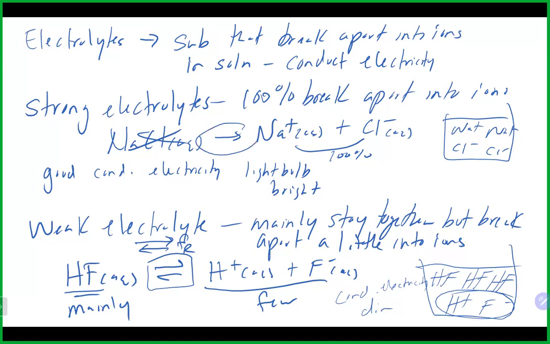Remember, a strong electrolyte you can think of as a one-way street. Everybody's dumping out on the product side. A weak electrolyte is going to go back and forth in a kind of two-way street type situation.